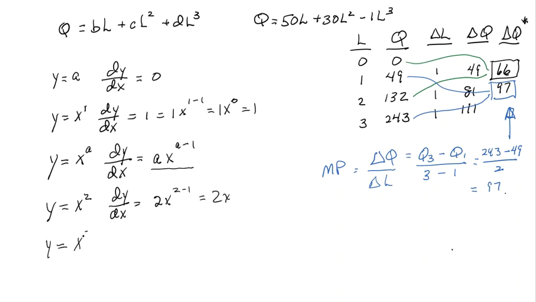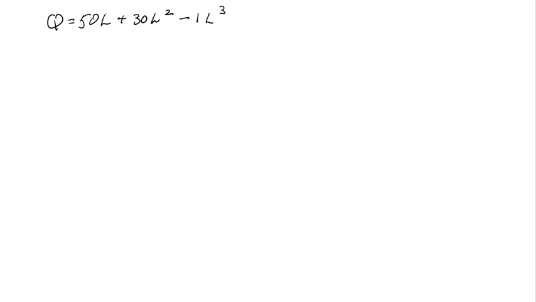Y is equal to x cubed. Well, that one's going to be, bring down the 3, x to 3 minus 1, and we're going to be left with 3x squared. So to our problem, q is equal to this expression. And I put the constants in because it gets confusing when you look at a's and that sort of thing. But when you put the constants in, we know what they are, 50, 30, and minus 1.